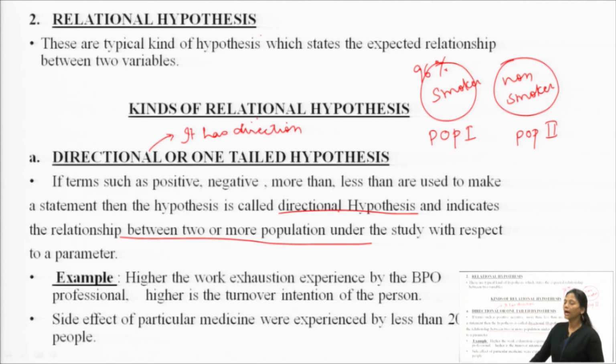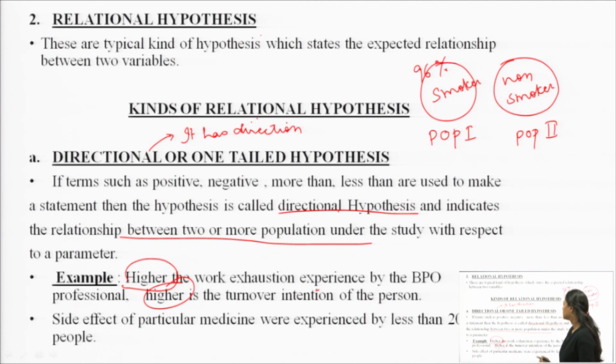For example, higher the work exhaustion experienced by the BPO professionals, higher the turnover. See, we have used the word higher here. If they are exerted more, then that means they will leave the company soon. So, higher the exhaustion level, higher is the turnover of the people working in the BPO company. So, we have used the word higher.